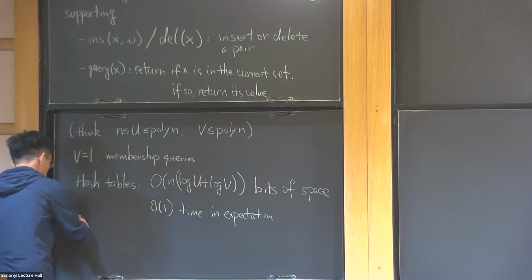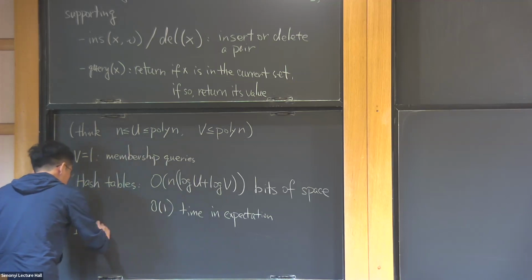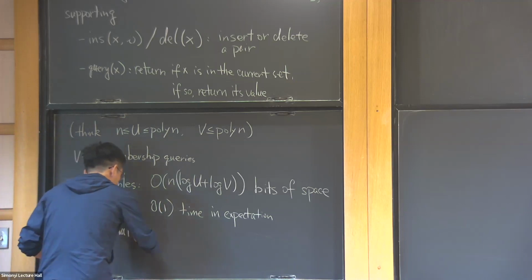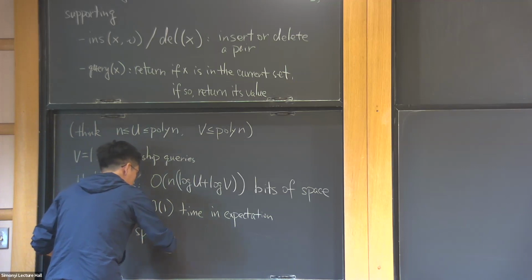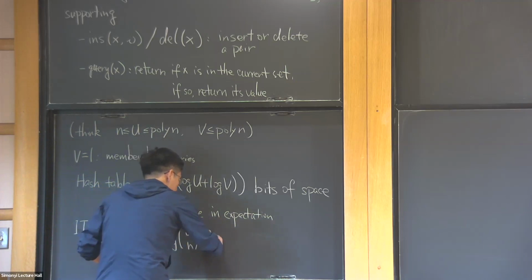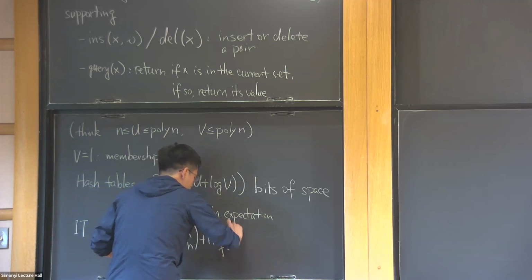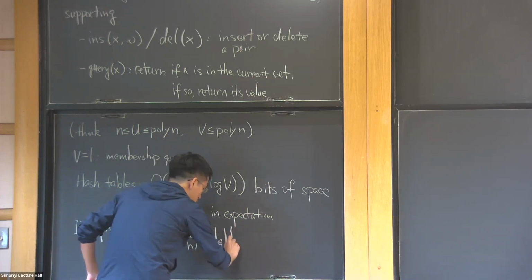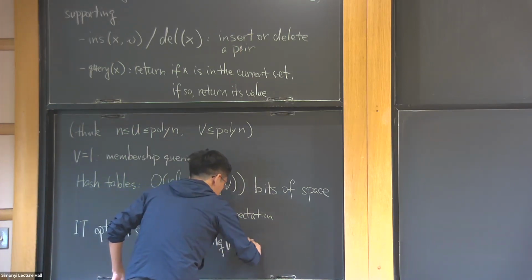So just to information theoretically optimally encode this input set, I guess we only need log (u choose n) plus n log v bits to encode it, right? Because we have u choose n different possible sets, we need to encode which one it is, and also for each element, we need to use log v bits to represent what it is. So regardless of the time, this is the best possible space, the information theoretic optimal space that we can use. And let me just denote it by opt.